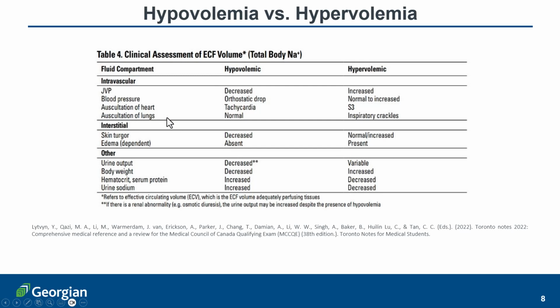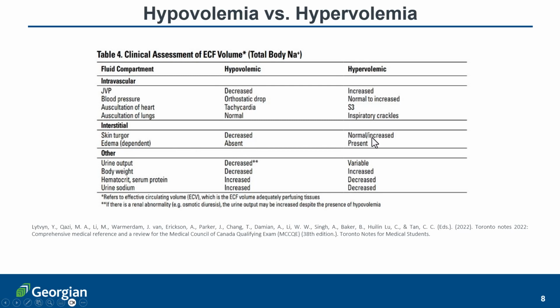For the auscultation of the lungs, normal. Typically in a hypervolemic client, you could have fluid buildup in the lungs as well, so you have inspiratory crackles. In terms of skin turgor, for a hypovolemic client, it should be decreased.